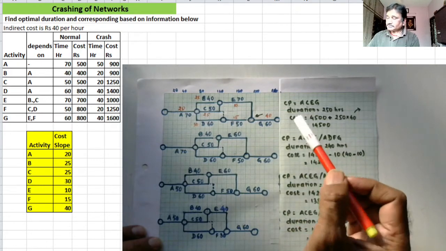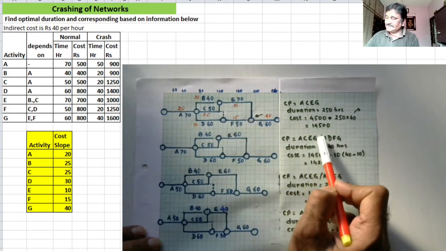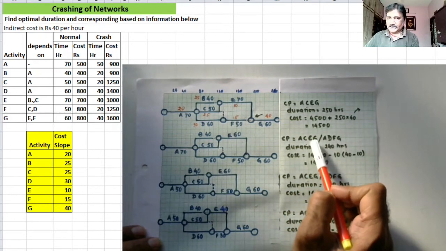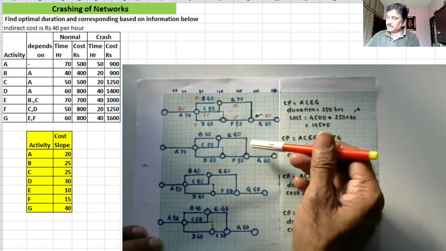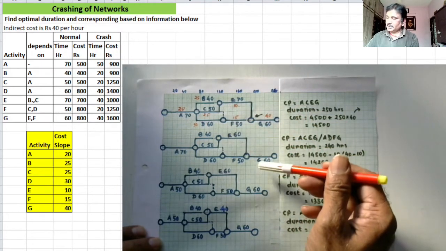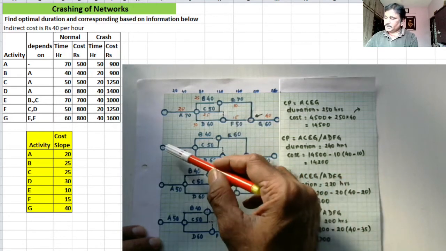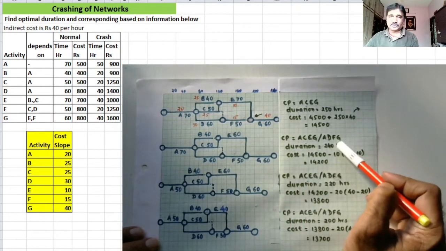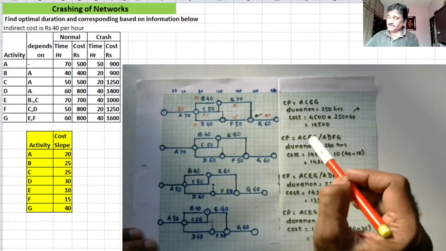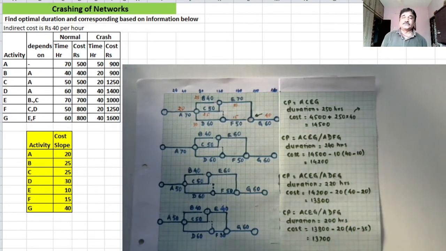So what we are having here is A, C, E, G will continue to be critical path, but because of our crashing of the activity E, another activity has come on critical path. Now I have two critical paths, A, D, F, G also is on critical path. The project completion duration has reduced to 240 hours. There is a reduction of 10 hours.